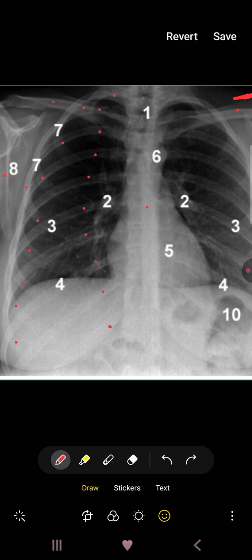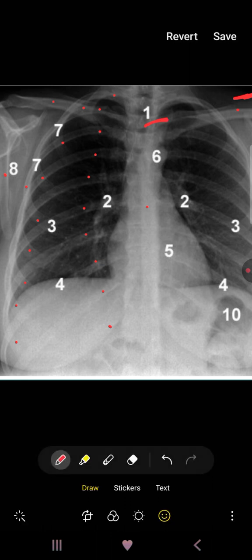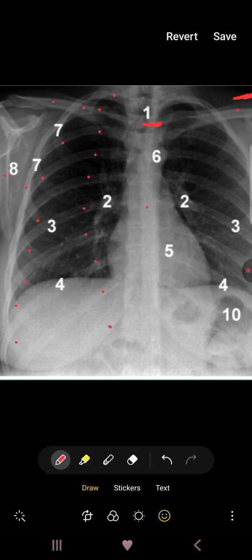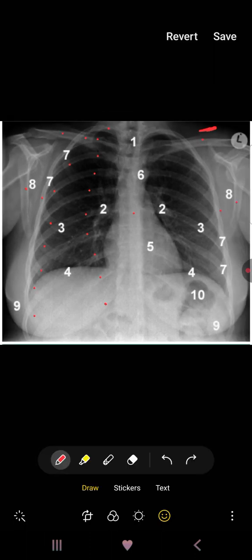But if the spinous process is nearer to one of the clavicles, the patient is rotated towards that side. For example, if the spinous process is near the left clavicle, the patient was rotated towards the left side. So this is the normal anatomy of a chest X-ray, and this is how you should appreciate the structures on a normal chest X-ray.